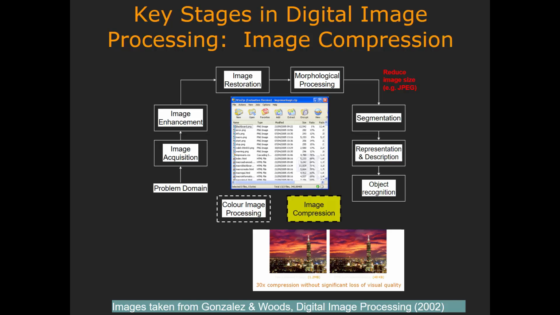There are various kinds of techniques that are used for image compression. As you can see in this figure, the original size of this image is 1.2 MB. Then we applied some kind of image compression technique, and finally its size is reduced to 40 KB. So that will consume less memory.